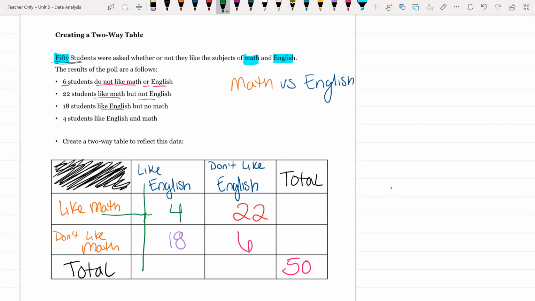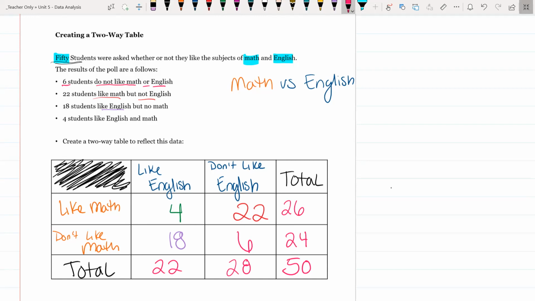Now, we just have to finish by finding our totals, right? Well, what is 4 plus 18? 18 plus 4 is 22. What's 22 plus 6? 22 plus 6 is 28. What's 18 plus 6? 24. And 22 plus 4 is 26. Okay, so now we have our totals. They add up to 50. We're good to go. That's how you create a two-way table from scratch.